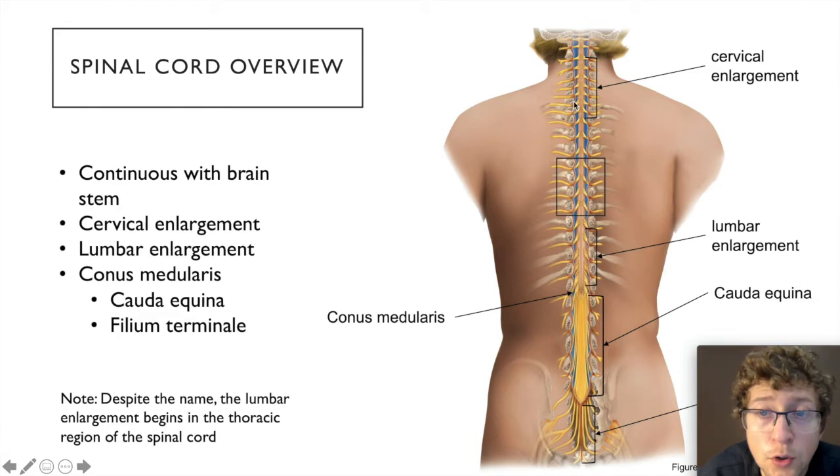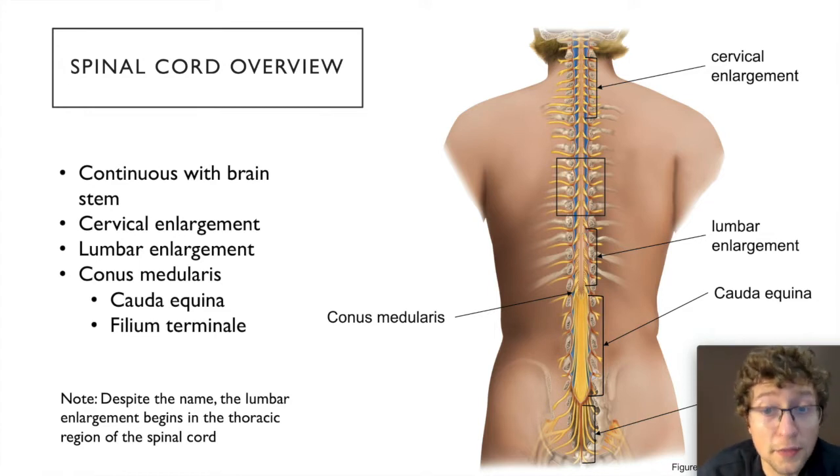So we have the cervical enlargement in the cervical region and the lumbar enlargement, which is actually in the thoracic region. So I know this is thoracic because we define thoracic as having ribs. So I see all these ribs right here. So for whatever reason, the lumbar enlargement is named the lumbar enlargement despite it being in the thoracic region.